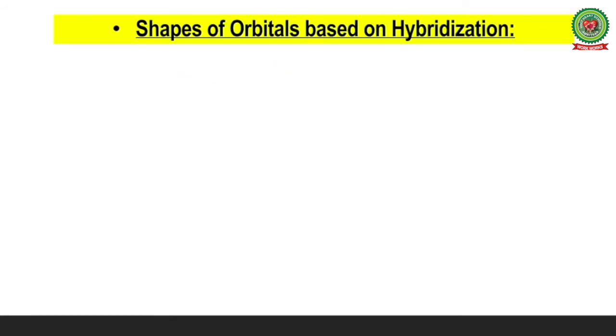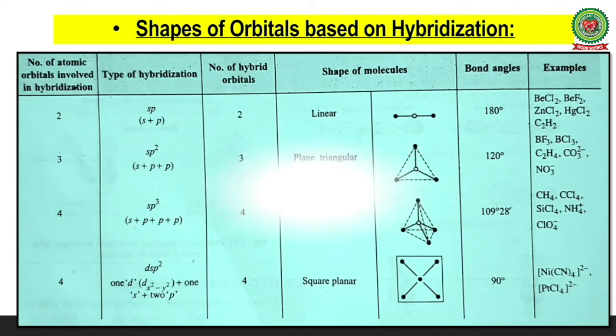Now, how to predict the shapes of orbitals based on hybridization? Let us do it one by one. Supposing the number of atomic orbitals involved in hybridization is 2. That means one s orbital and one p orbital. So, the number of hybrid orbitals will be the combination of these two and it is 2 in number. Now, the shape of an sp hybridized molecule will be linear and the angle will be 180 degrees. The examples are as follows: BCl2, BeF2, ZnCl2, HgCl2, C2H2, that is ethyne. Likewise, they all show linear structure.